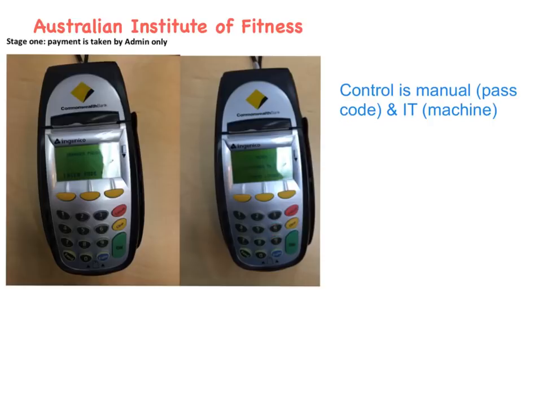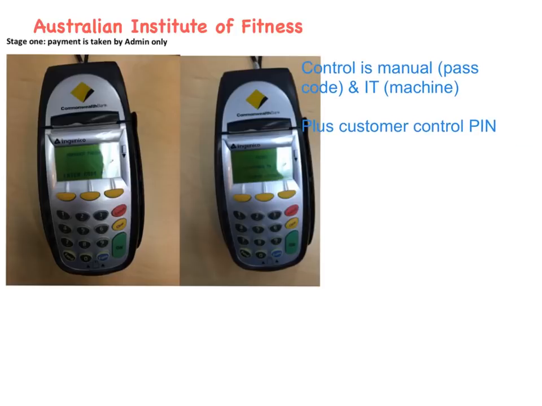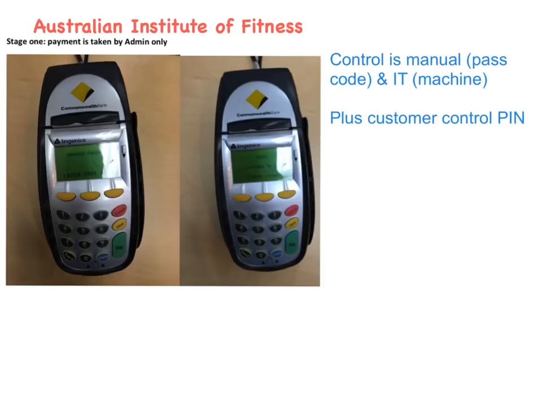What does the person have to do if you're buying something using one of these machines? Input their password. You have to input your password, yep. So there's also a customer control in the form of the PIN. What was there before the PIN? Signature. Yep, and we moved away from signature because nobody ever checked.